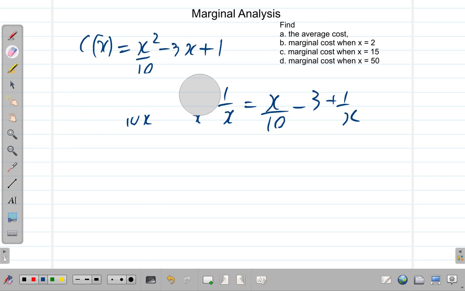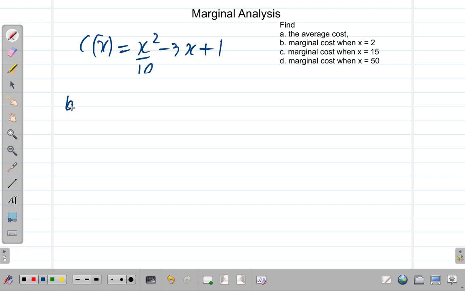Good. Now let's look at the marginal cost. Let's erase A. We're looking at B now. Part B. The marginal cost when x is 2. You're going to find the marginal cost first. Now, the way this is written, let's rewrite it. C prime of x, not P prime of x. We're not ready for the prime yet. C of x equals 0.1 x squared minus 3x plus 1. Let's write it as something times x squared.